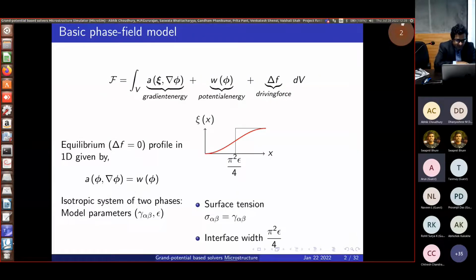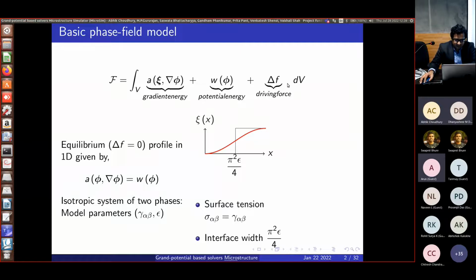OK, let's get started. This is the phase field model. You start with a functional. You have a gradient energy term and the potential energy term. Together, they typically give you what is known as the diffuse interface that is described in this part over here. So you have a defined interface width. And if you were to integrate using this equilibrium profile in the functional, you will essentially get the interfacial energy.